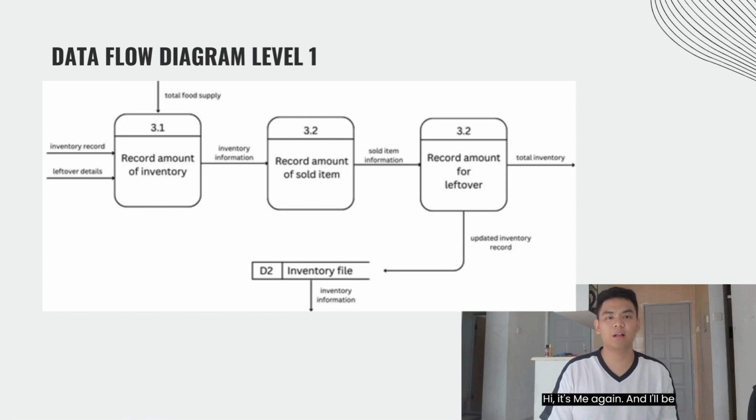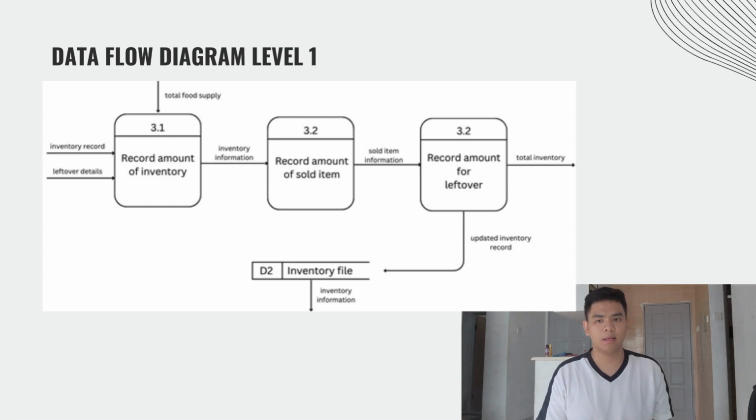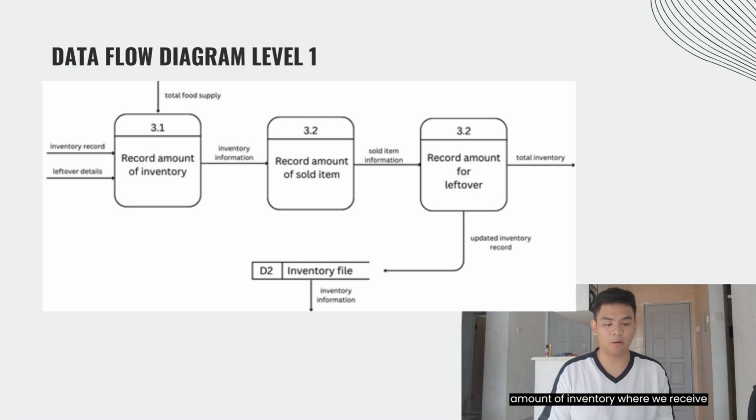Hi, it's me again, and I'll be presenting the data flow diagram level 1. We will be focusing on the third process of the level 0, and we first see the sub-process of the third process, labeled as 3.1, which is record amount of inventory, where it will receive total food supplies, inventory records, and leftover details, and which will be processed into inventory information, where it will pass through the second sub-process, which is process 3.2, which is record amount of sold item.